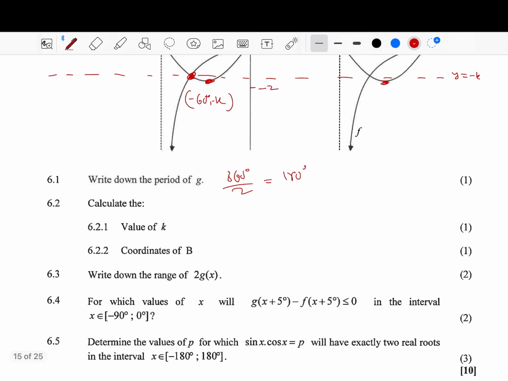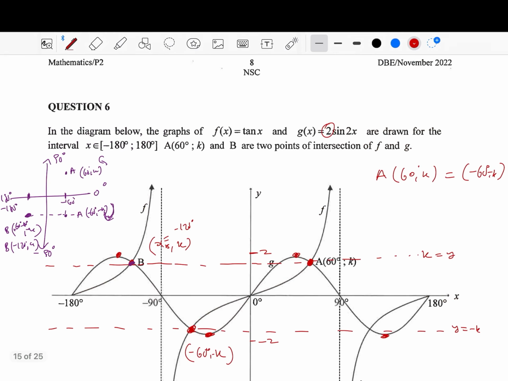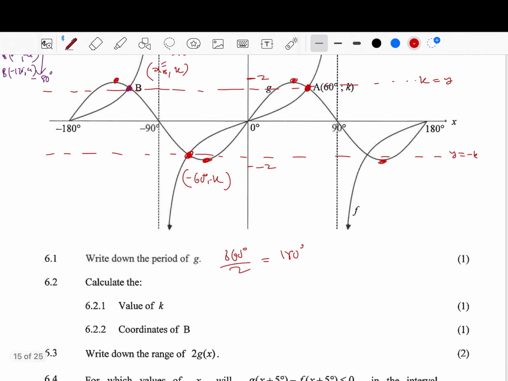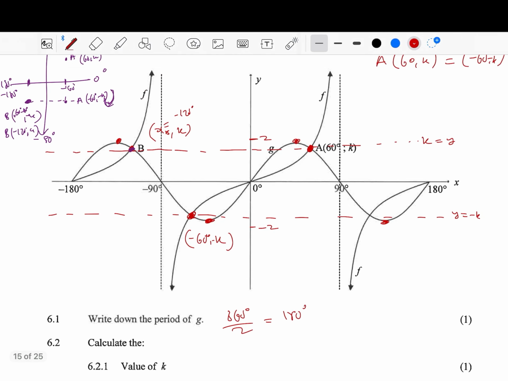So 6.2.1, calculate the value of K. So yes, see now, it's going where we suspected it's going to go, right? We've already studied K, we've already studied the intercept already. So we are ready for this. Calculate the value of K.